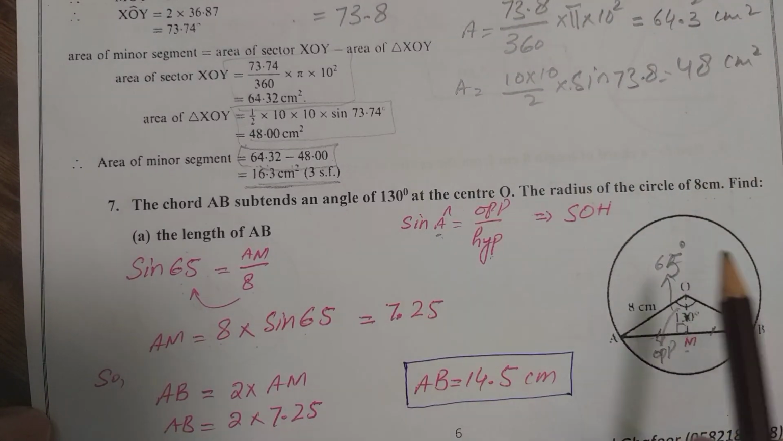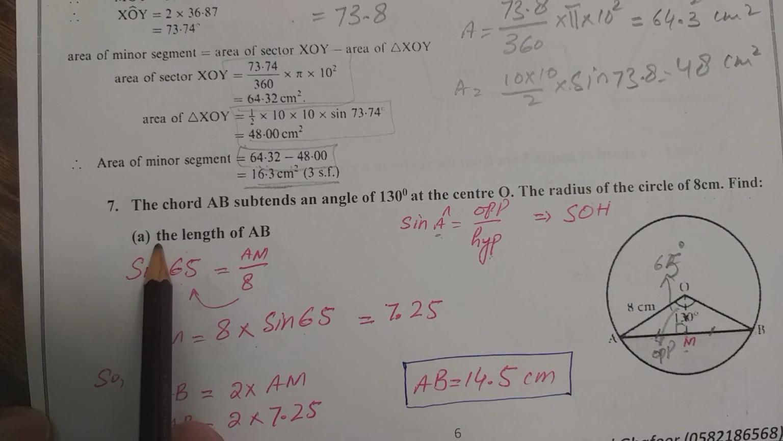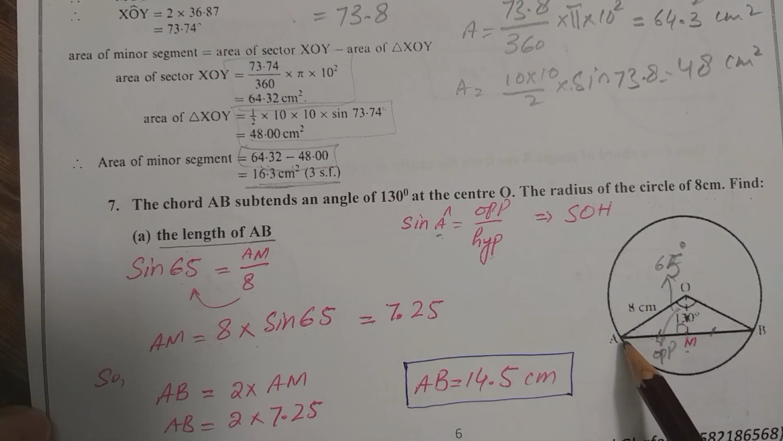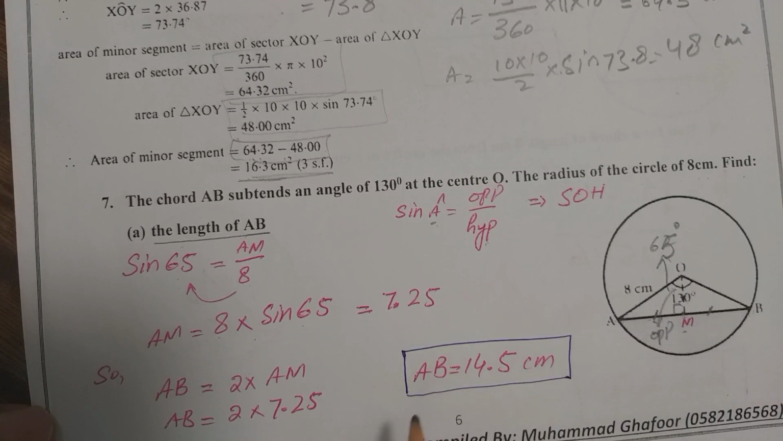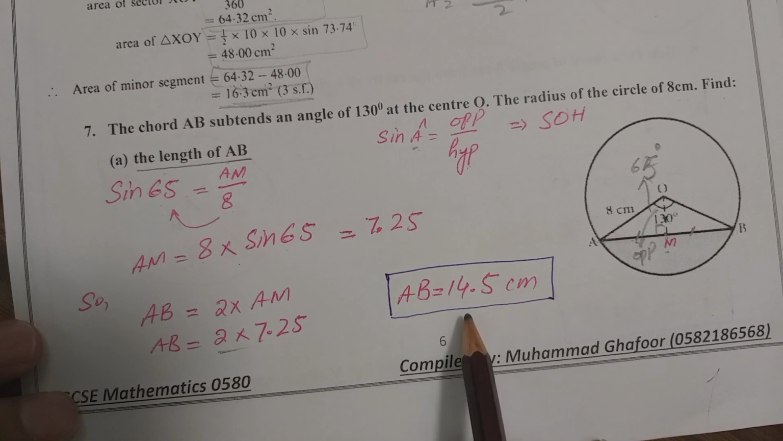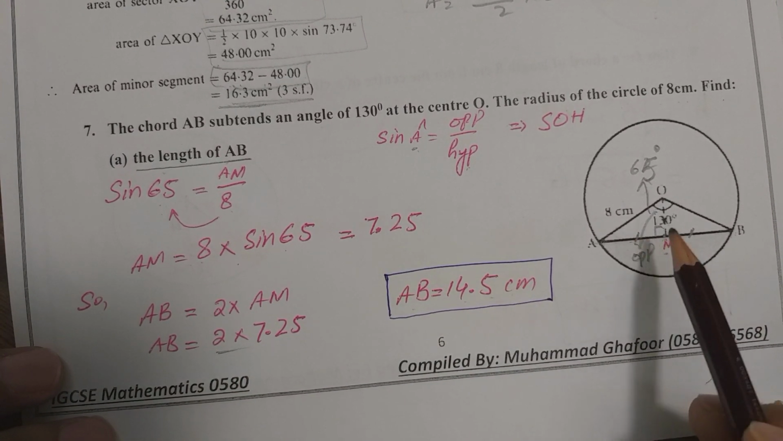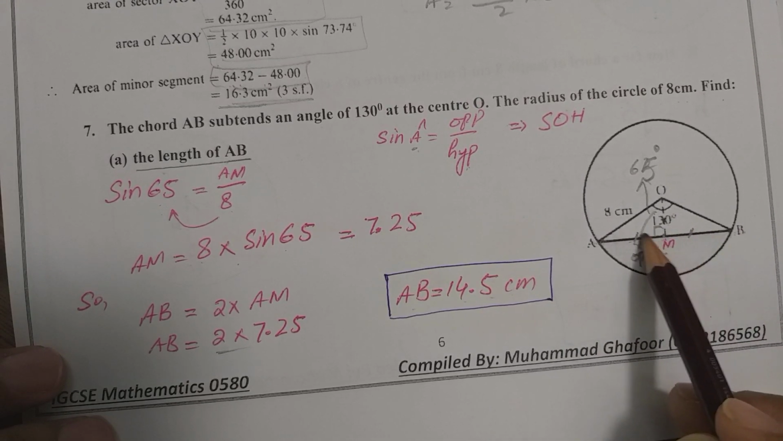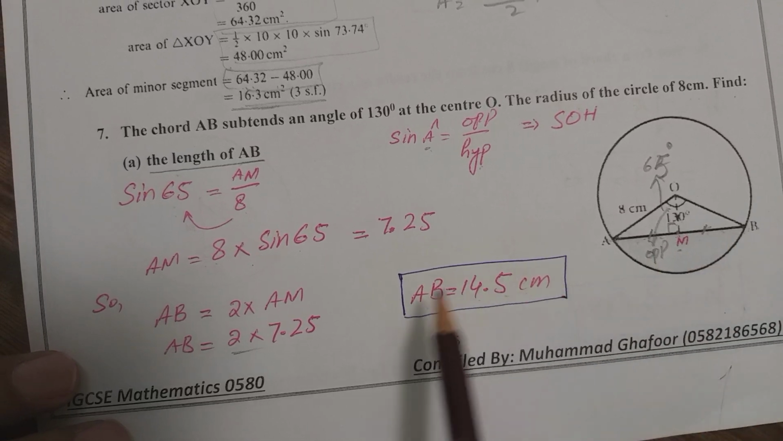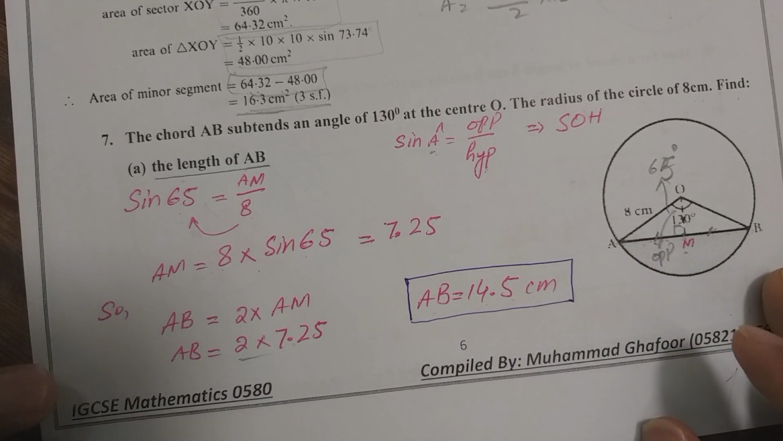So this is half of the length of the chord, but I need the complete length, because it said find the length of AB. So this is the complete length, which is AB. So multiply it by 2, and you find the answer, length of AB equals 14.5 centimeters. When you multiply, or this plus this gives you the complete length, because both are the same length, so you add one length, or multiply one length by 2, you find the complete length.